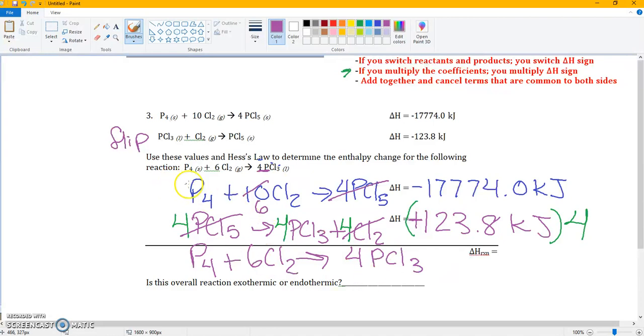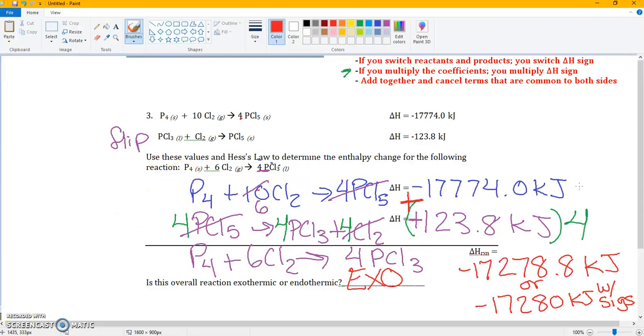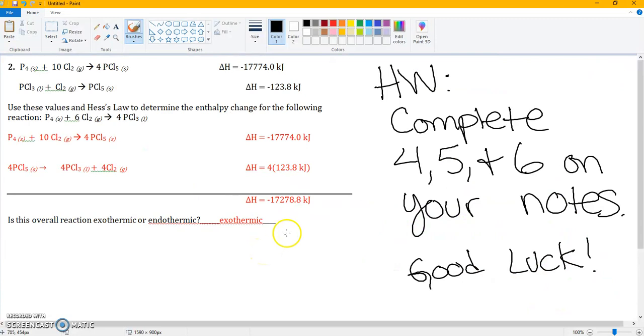PCl3s. Done. I added those together and it worked out beautifully because it's the same as the equation that I wanted. So I add the delta H's to get my answer. Because the sign is negative, it's exothermic. Here's it written out a little nicer. And for your homework, please do 4, 5, and 6.